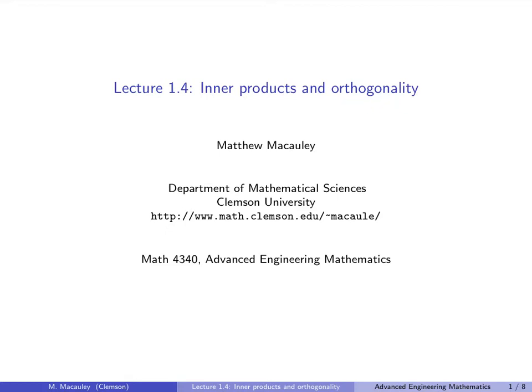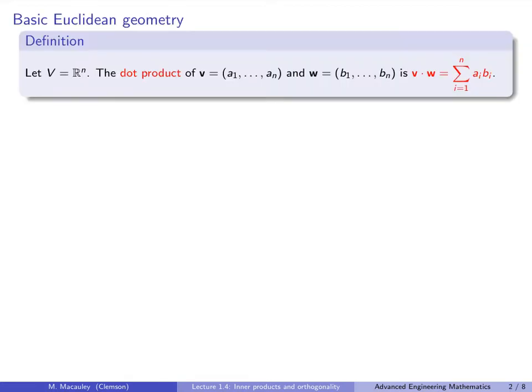So then we will look back at all the mileage that we get just by defining a dot product in Euclidean geometry and see how much of that carries over to the general case of vector spaces of functions. Let's begin back in Rn and remind ourselves what the dot product is.